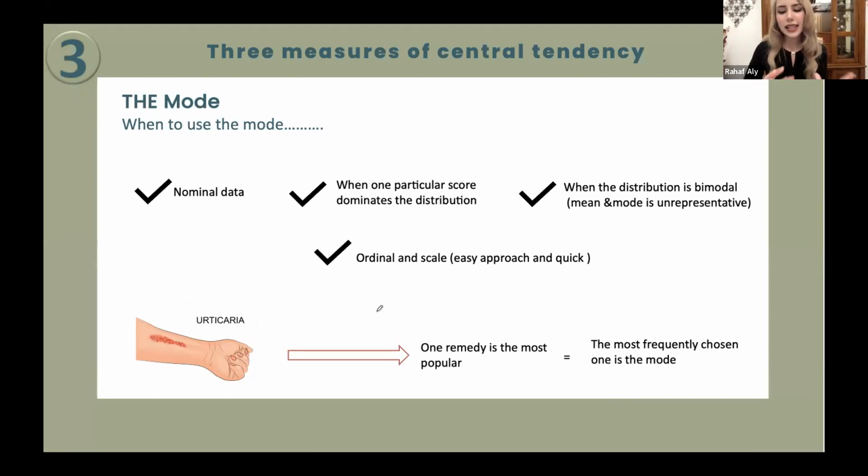So let's say we made the survey, and what is the best homeopathic remedy for urticaria? One of the most is oatmeal. It's the most used one. So the most used one and the most frequent one is the mode.